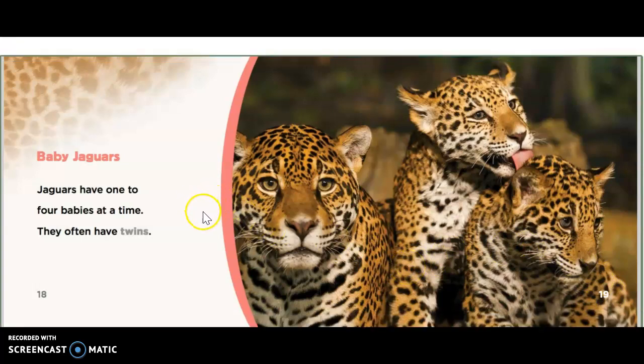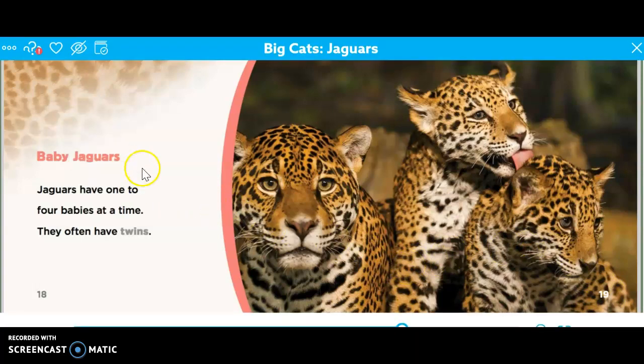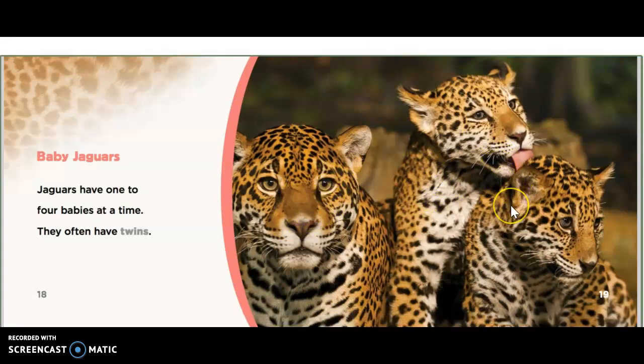Baby jaguars is this topic. Jaguars have 1 to 4 babies at a time. They often have twins. Here's another vocabulary word. So this is the mommy, and these are her twins. And they look just alike.